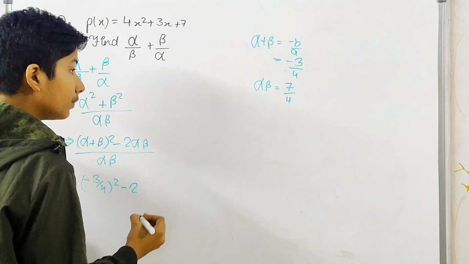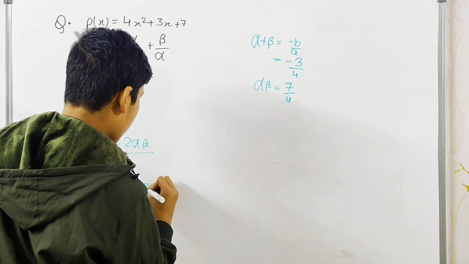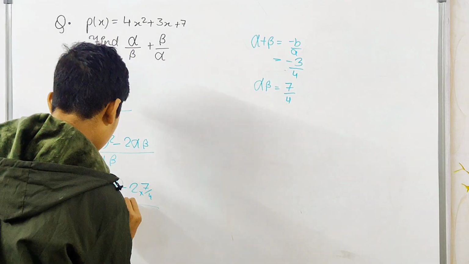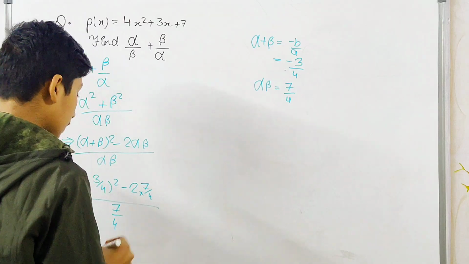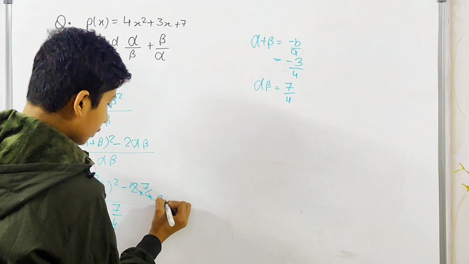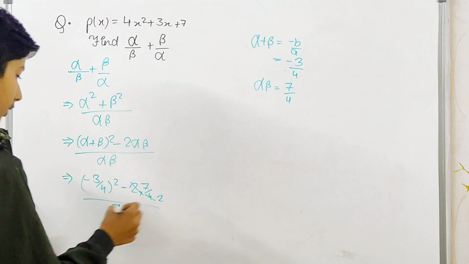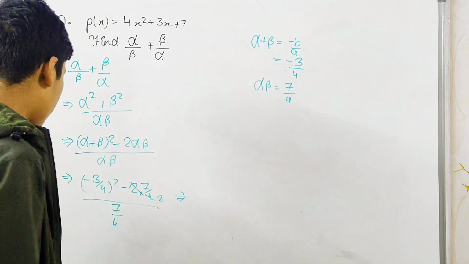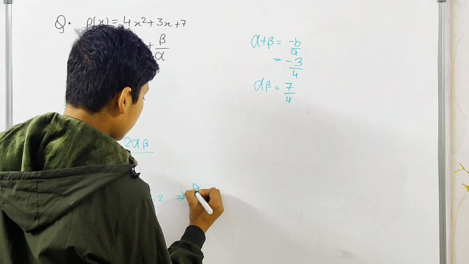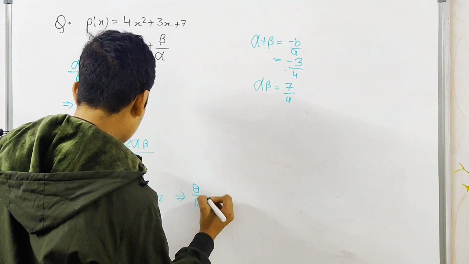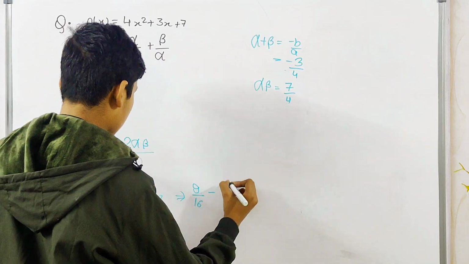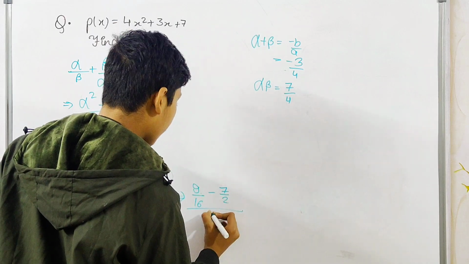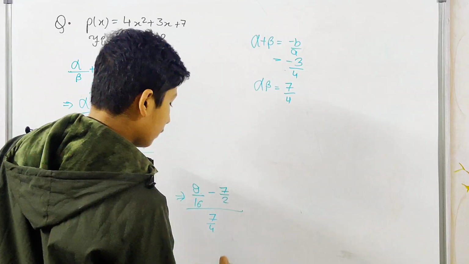Minus 3 by 4 square minus 2 into 7 by 4 divided by 7 upon 4. Now 2 gets cancelled, 4 gets cancelled by 2 times. So further, the minus will get removed because there is a square. So 9 upon 16 minus 7 upon 2 whole divided by 7 upon 4.